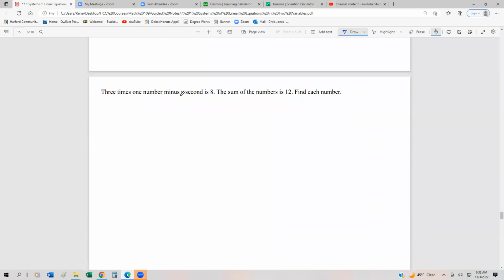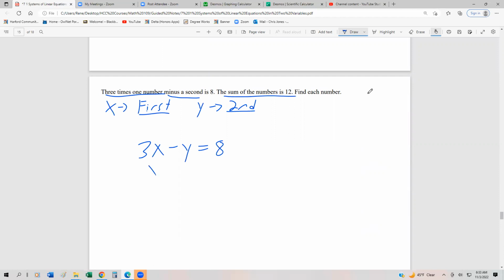3 times one number minus the second is 8. The sum of the numbers is 12. Find each number. Again, let's define x to be the first of the two numbers and y to be the second. 3 times one number, 3x, minus the second, so 3 times the first minus the second is 8. The sum of the numbers is 12.